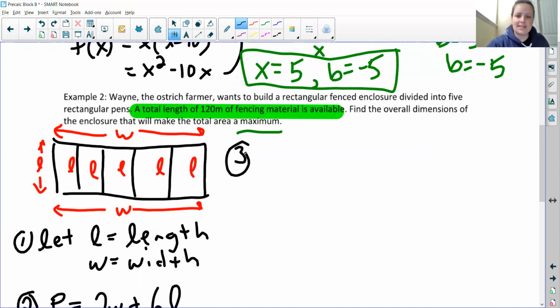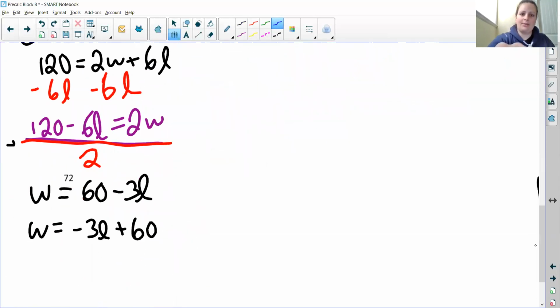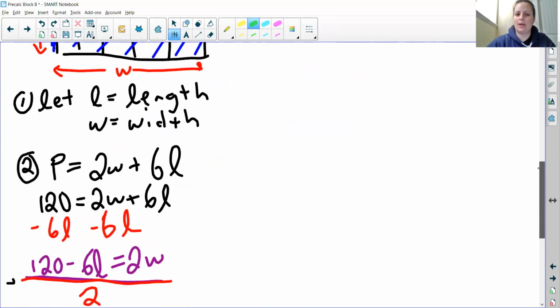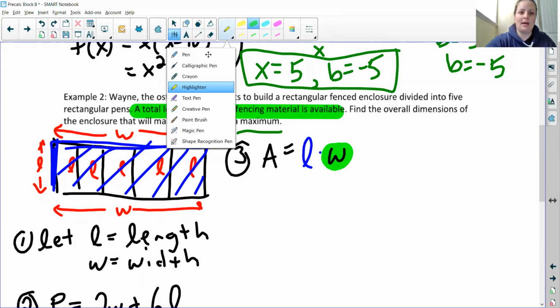Okay. So it said that my area is going to be a maximum. So my area is going to be just one length times my width will tell me the total area of that enclosure. So it's going to be my length times my width. All right, and we know that our width, we're in this together, is negative 3L plus 60. So that means where I see W, I can replace that with negative 3L plus 60.